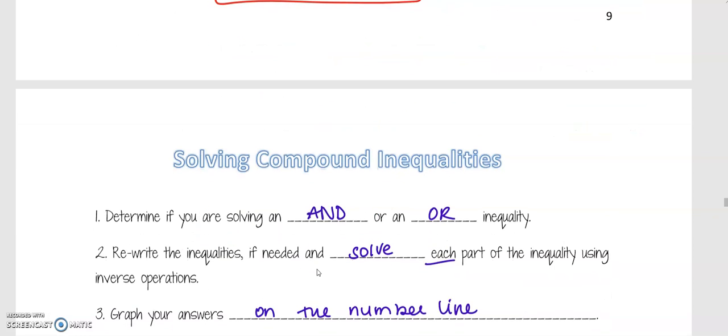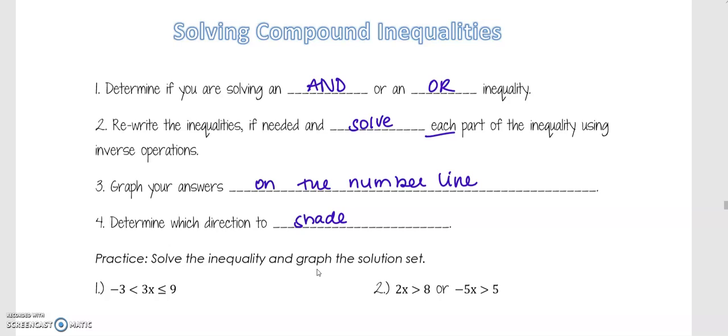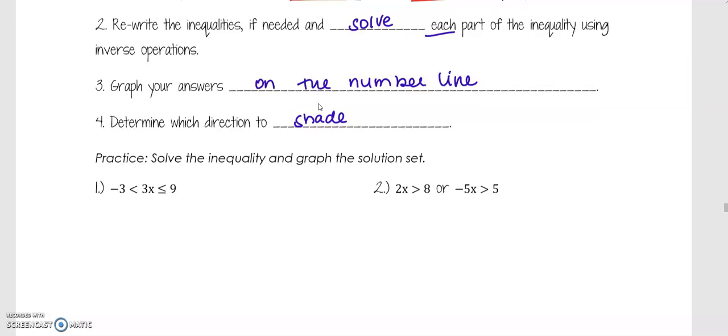So how do we solve compound inequalities? We've got some steps here. Determine whether you are solving an and or an or. And then we're going to rewrite the inequalities if needed and solve each part of the inequality using inverse operations. So sometimes we're going to rewrite, and you'll see what happens when we do that. Then we'll graph out a number line and determine the shading. So let's check this out.